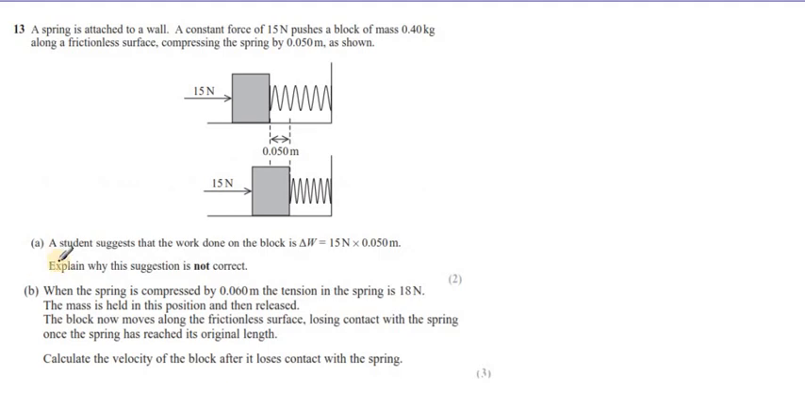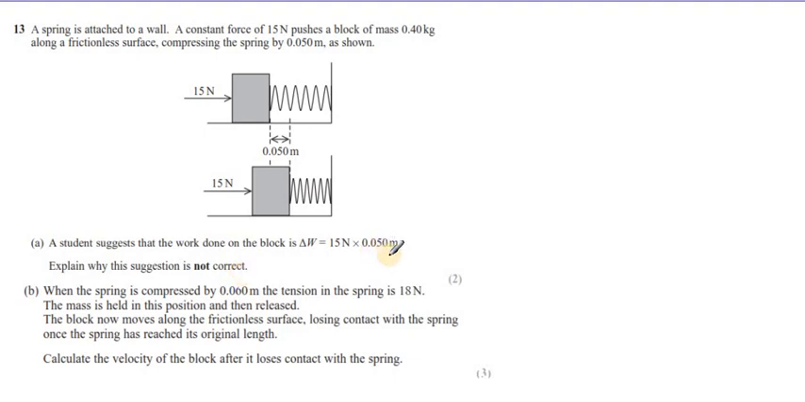Question number 13. A spring is attached to a wall. A constant force of 15 Newton pushes a block of mass 0.4 kg along a frictionless surface, compressing the spring by 0.05 meter as shown. That's 15 Newton, and compressing the spring 0.05 meter. A student suggests that the work done on the block is delta W equals 15 Newton times 0.05. Explain why this suggestion is not correct.